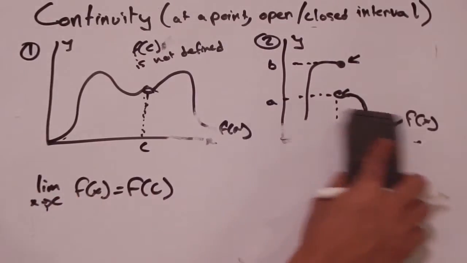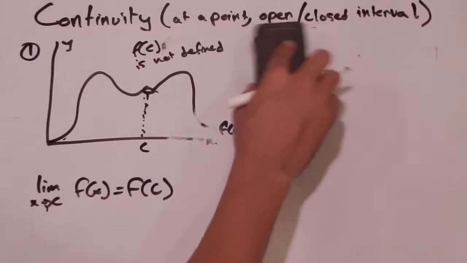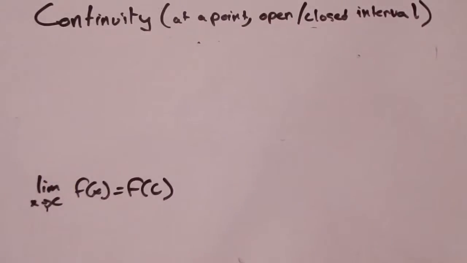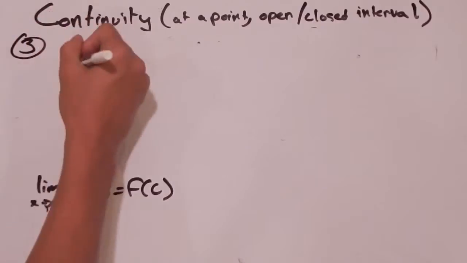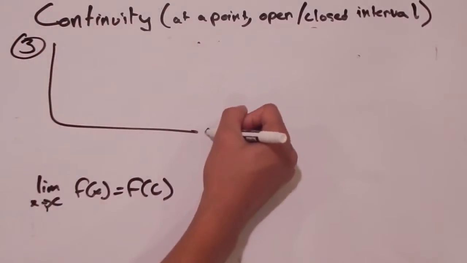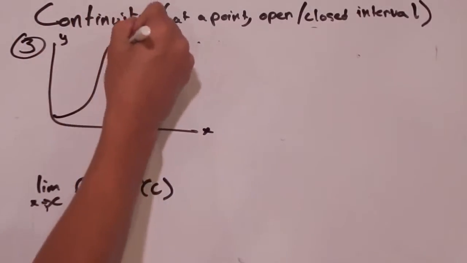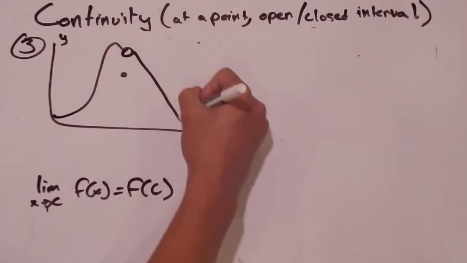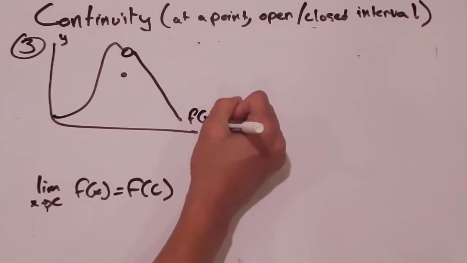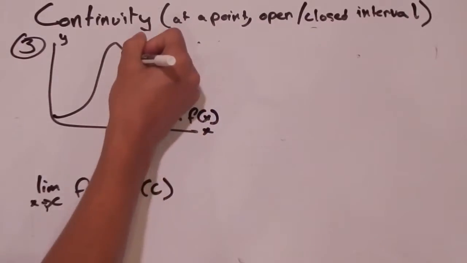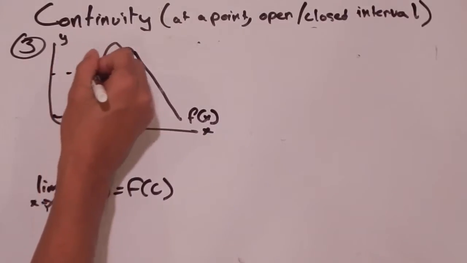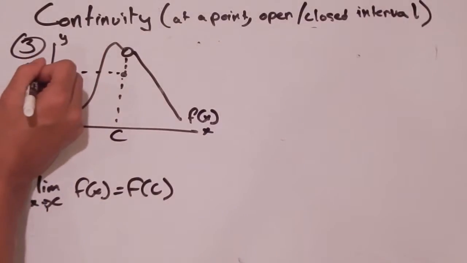What about something like this? Let's look at a third example. We have x, y, and some function f of x. And this is going to be our point c. Does f of c exist? Yes. F of c is right here.